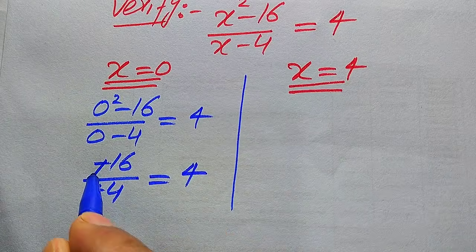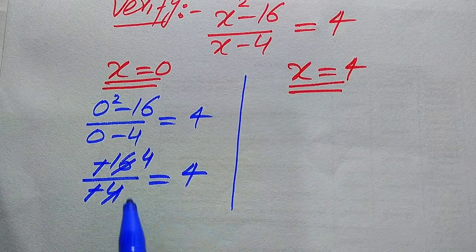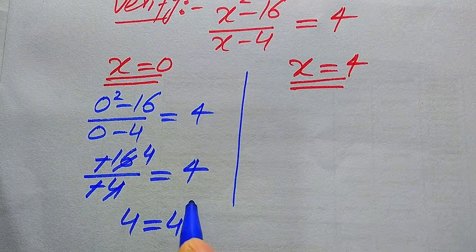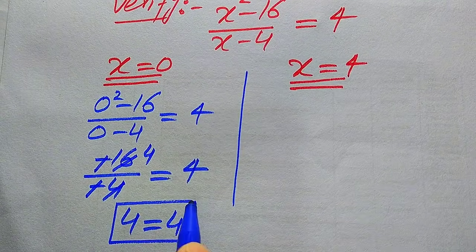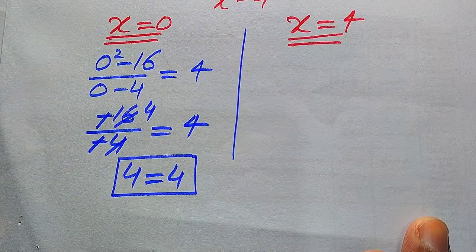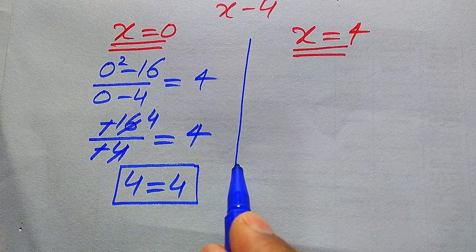So this minus and minus are gone, and this 4 times 4 becomes 16. And you see here clearly 4 equals 4. This means that both of the sides are equal when we choose x equals 0. So x equals 0 is the first solution of the given equation.